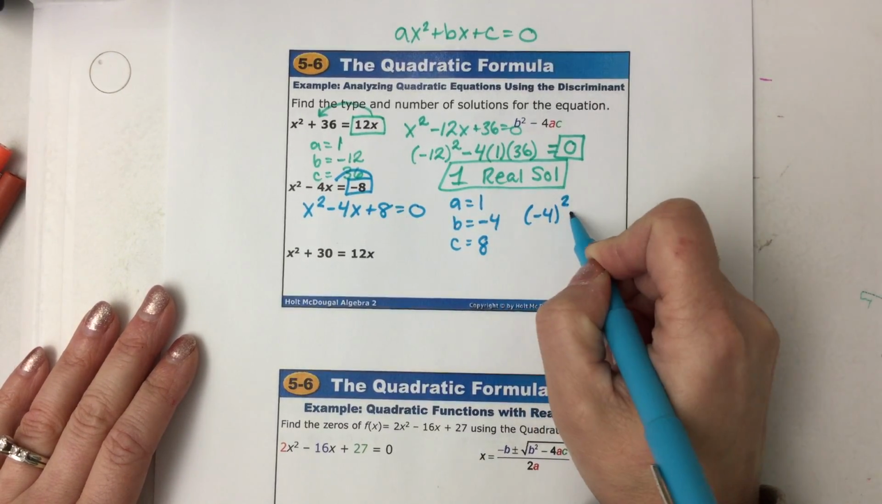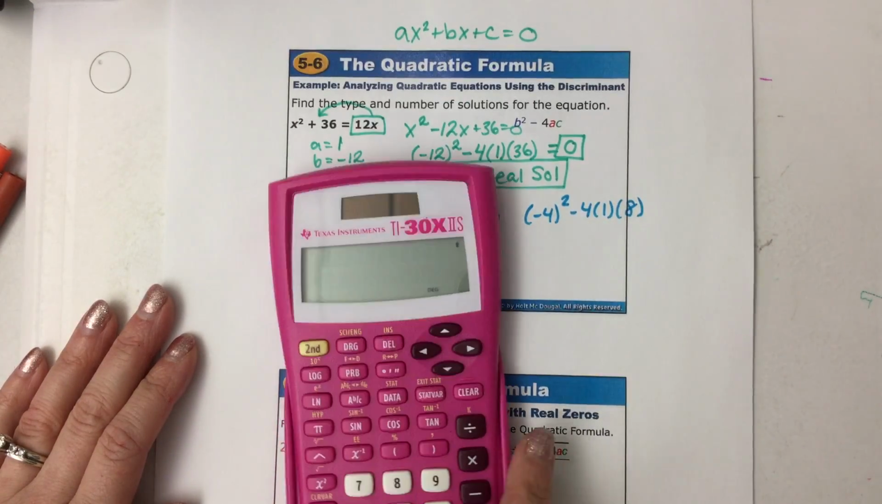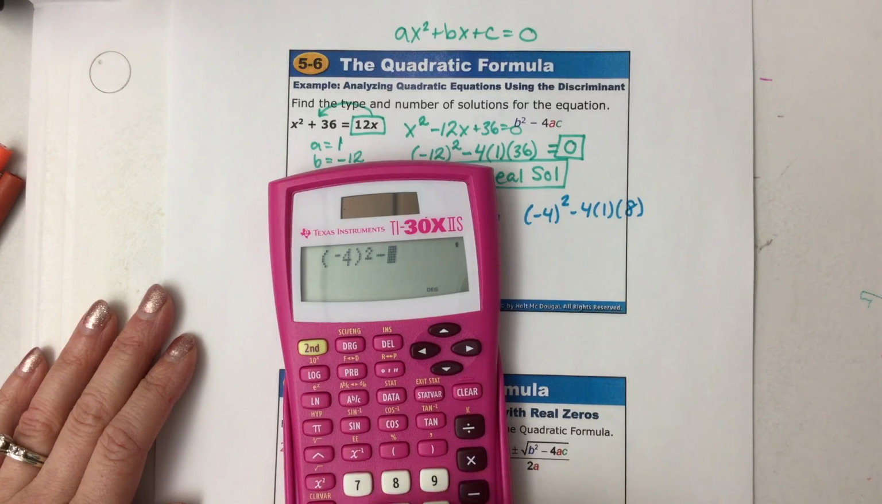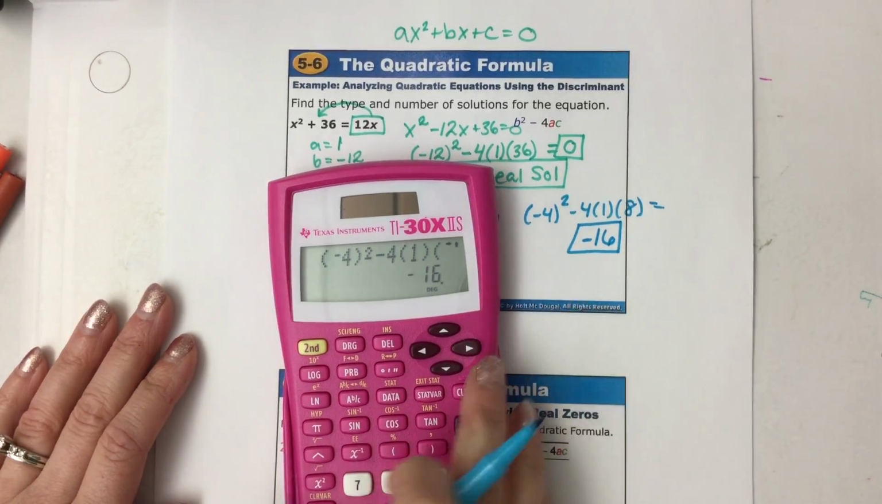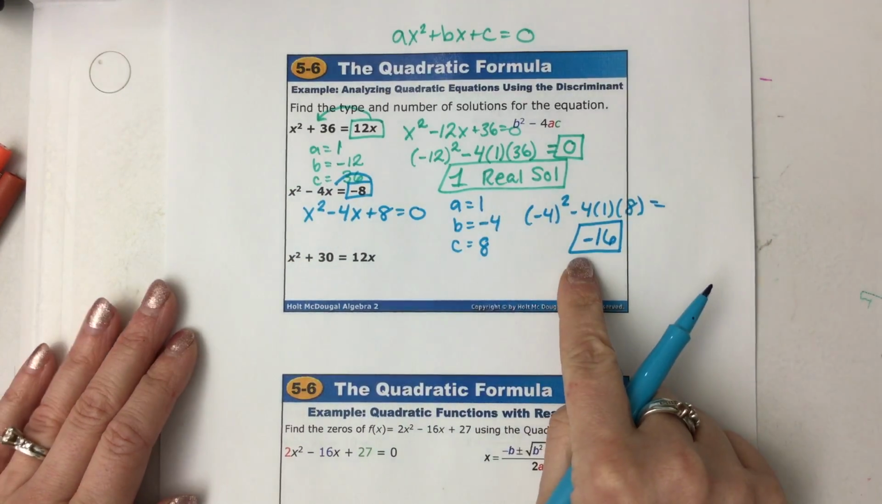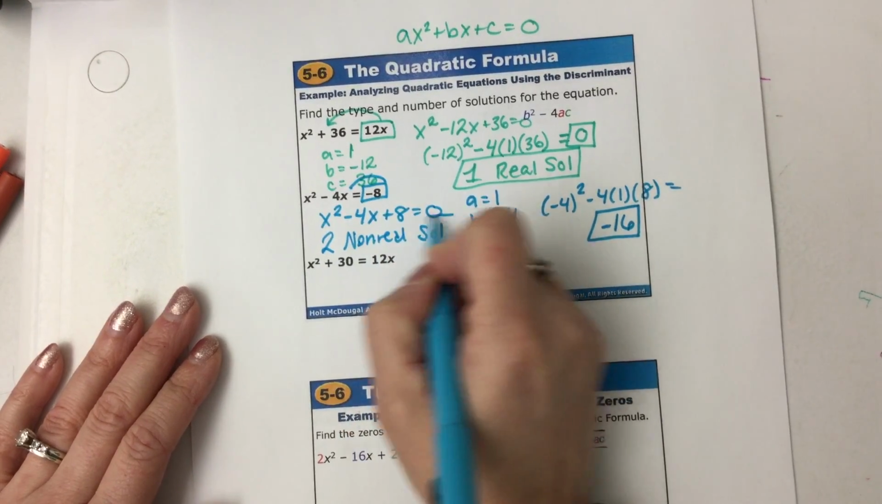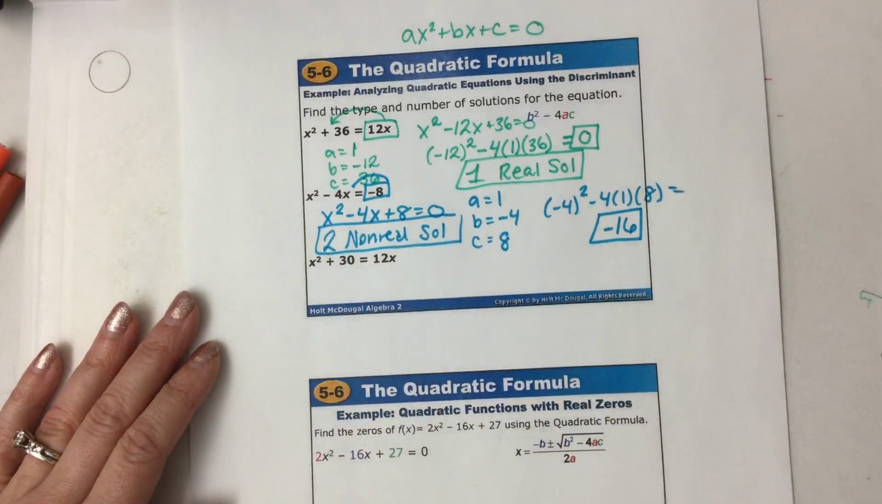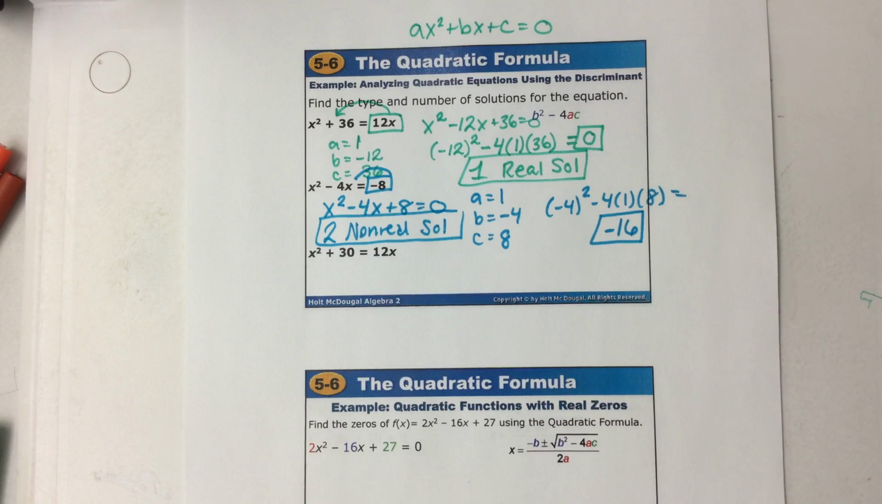B squared minus 4 times a times c. I'm going to go ahead and calculate that. So negative 4 squared minus 4 times a, which is 1, times c, which is 8. I get a discriminant of negative 16. If your discriminant is negative, you have two non-real solutions. So this quadratic, if you actually graphed it, would never touch the x-axis. When we find the solutions using the quadratic formula, we are going to get two answers and they are going to contain an i.